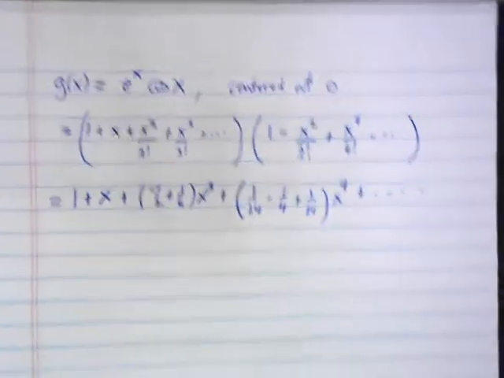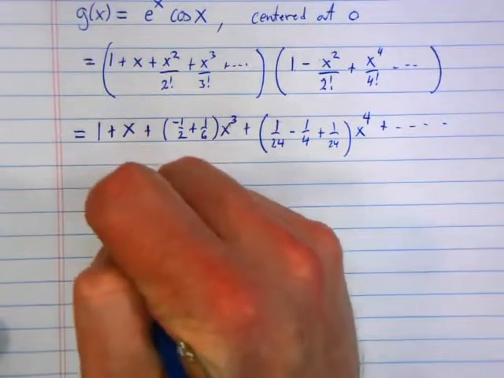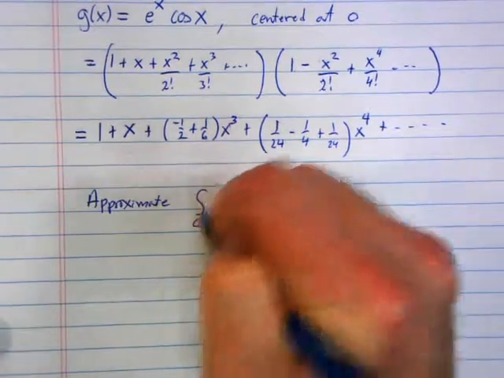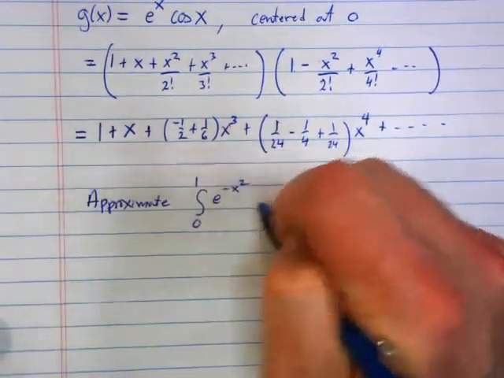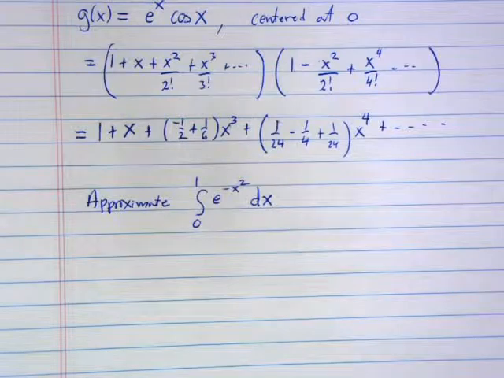All right, how about my last question for the day? Approximate the integral from 0 to 1 of e to the negative x squared. Other than using your calculator or using Wolfram Alpha or some other form of brilliant technology, how could you approximate that integral?